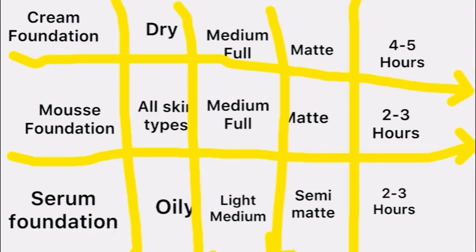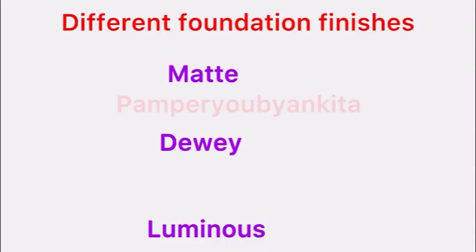And my favorite, next, mousse foundation. They are suitable for all skin types, give medium coverage or full coverage. They give matte finish, and they stay up to 2 to 3 hours. Next, your serum foundation. They are best for oily skin. They give light coverage or medium coverage, and they give semi matte finish, and they stay up to 2 to 3 hours. Now talking about foundation finishes, there are mainly 3 finishes: matte, dewy, and luminous.